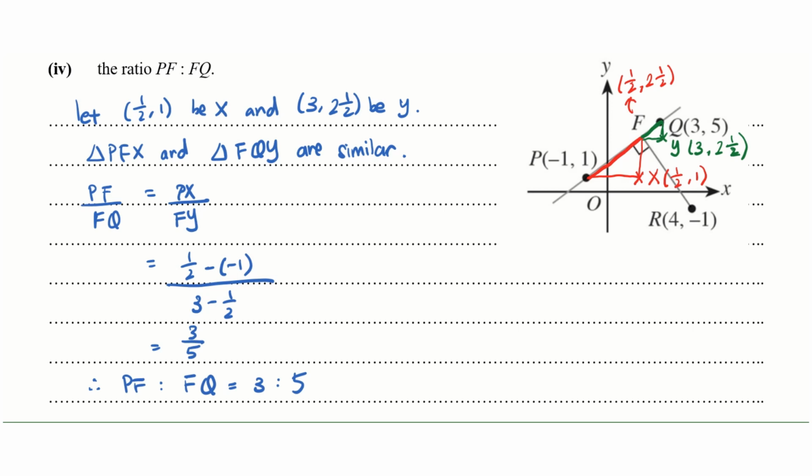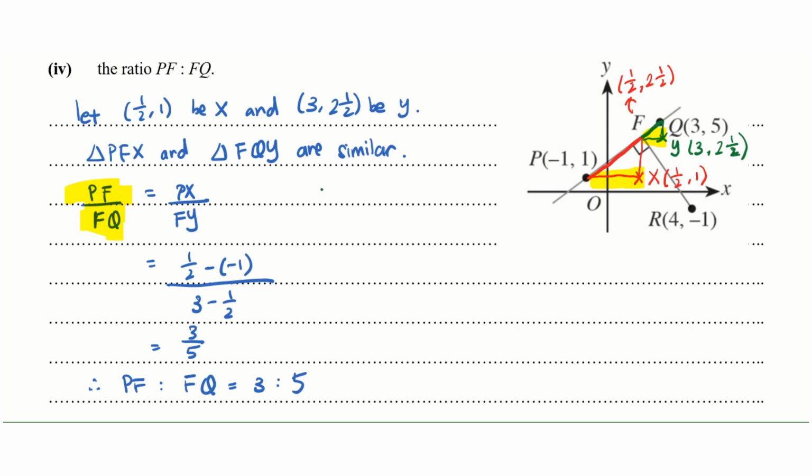So PF over FQ, which is the ratio that we want to find, I will express as a fraction. It will be equal to PX over FY. So PX refers to this horizontal line, and FY refers to this horizontal length. The horizontal length would just be the difference in the x coordinates. So taking that difference, I will get 3 over 5.